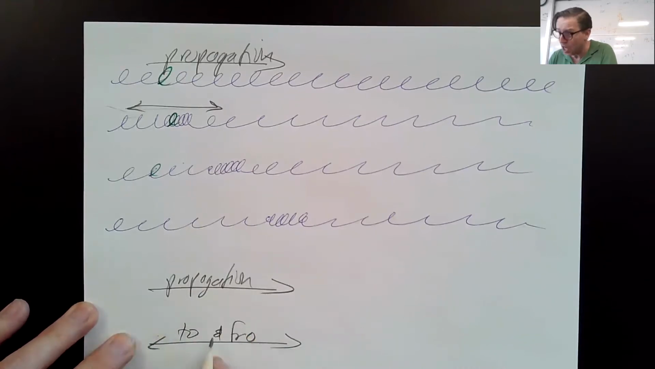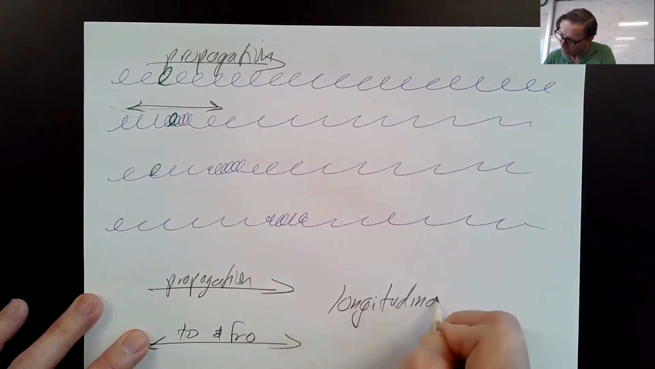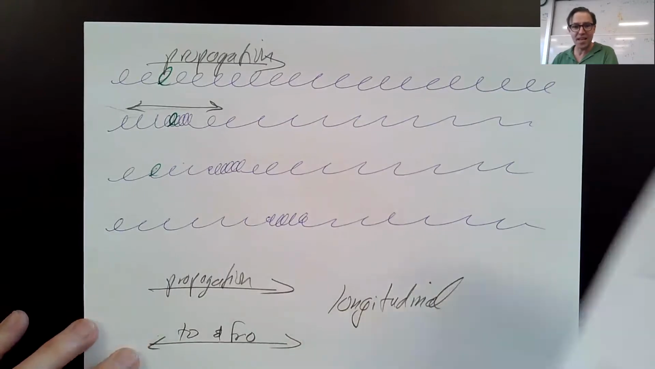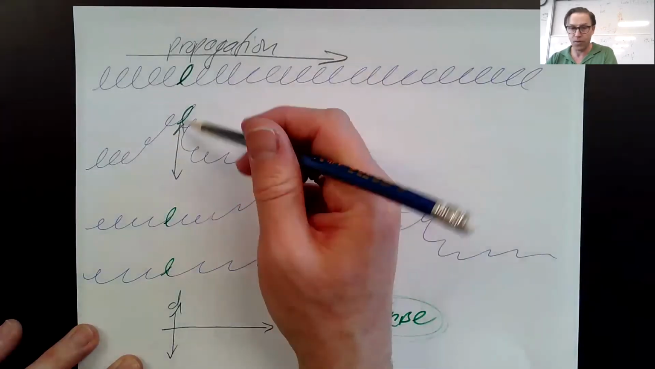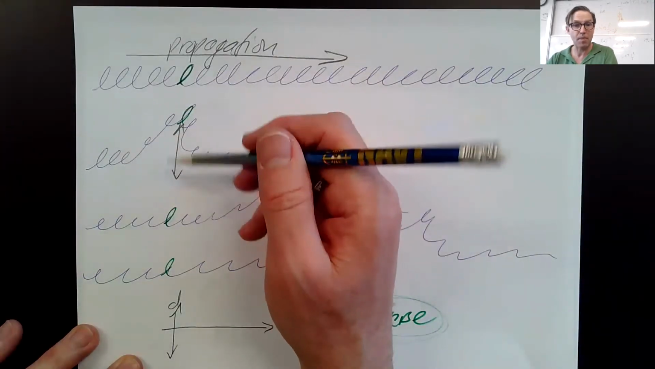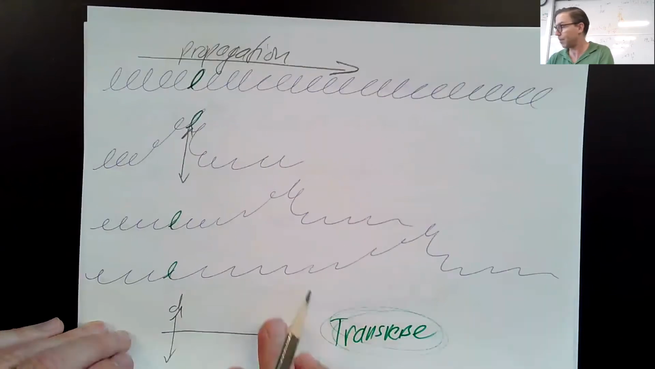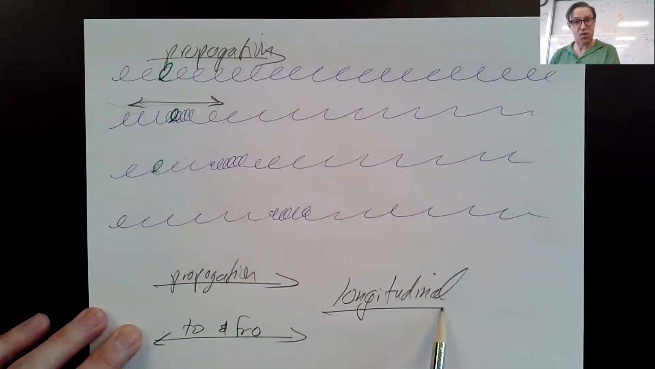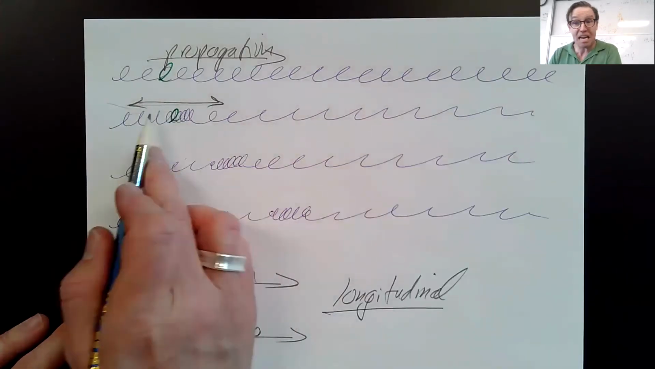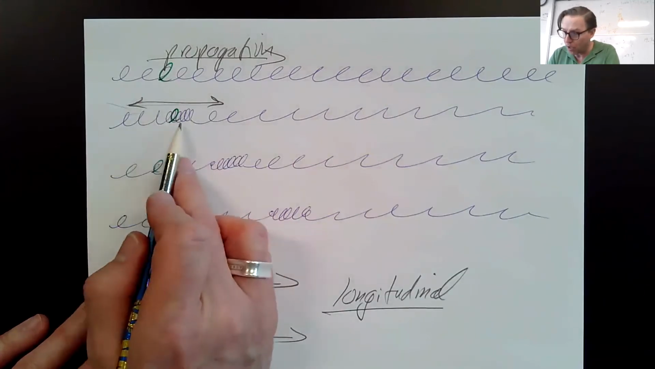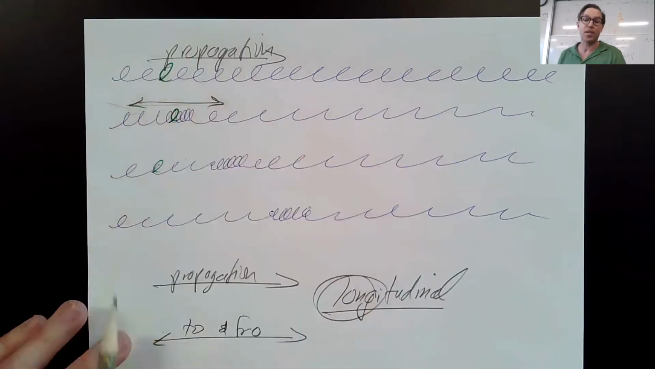We call this longitudinal, L-O-N-G-I-T-U-D-I-N-A-L. This is a transverse wave where the back and forth or to and fro motion of a particle of the medium is perpendicular to the direction of propagation. Transverse. This is a longitudinal wave. It's in the same medium, the slinky, but the to and fro motion of a particle of the medium is along the same direction as the direction of propagation.